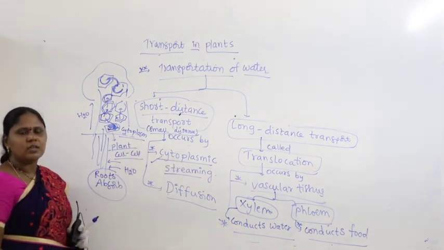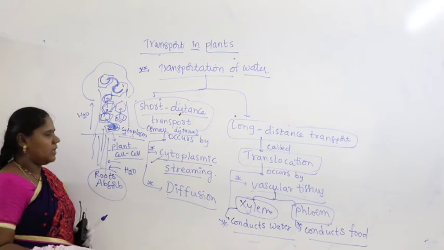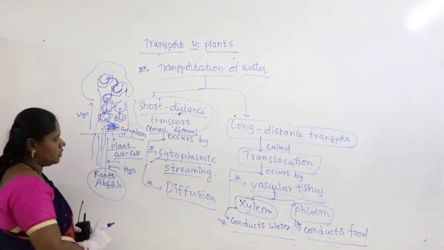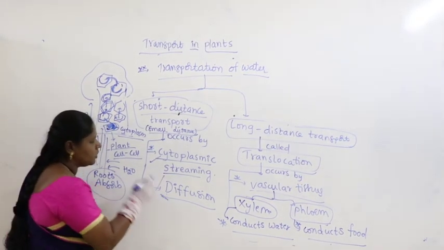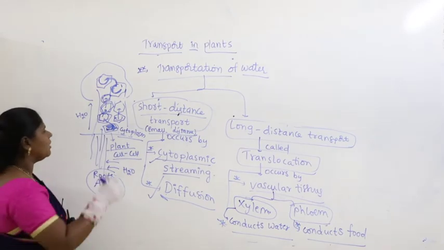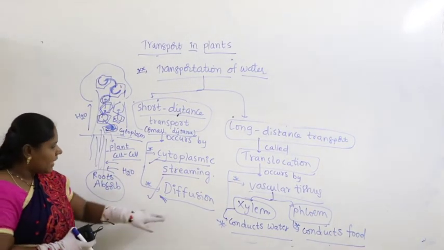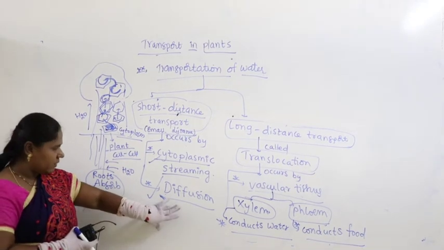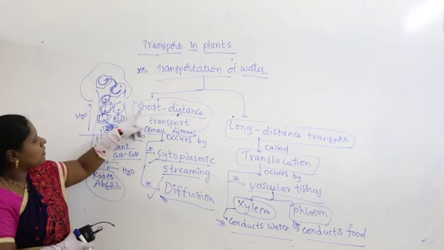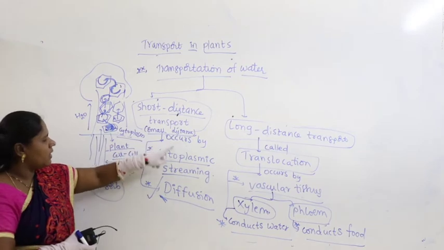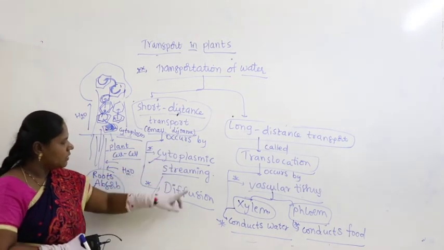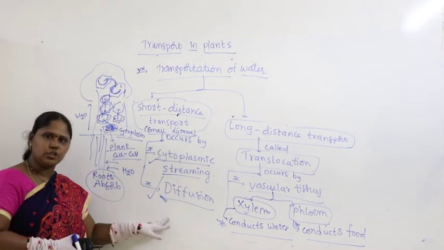What do you call that? Cytoplasmic streaming. Then what is diffusion? We'll start with diffusion. Movement from one cell to another cell also happens by diffusion. We will see now what this is. So short distance transport occurs by cytoplasmic streaming or by diffusion.